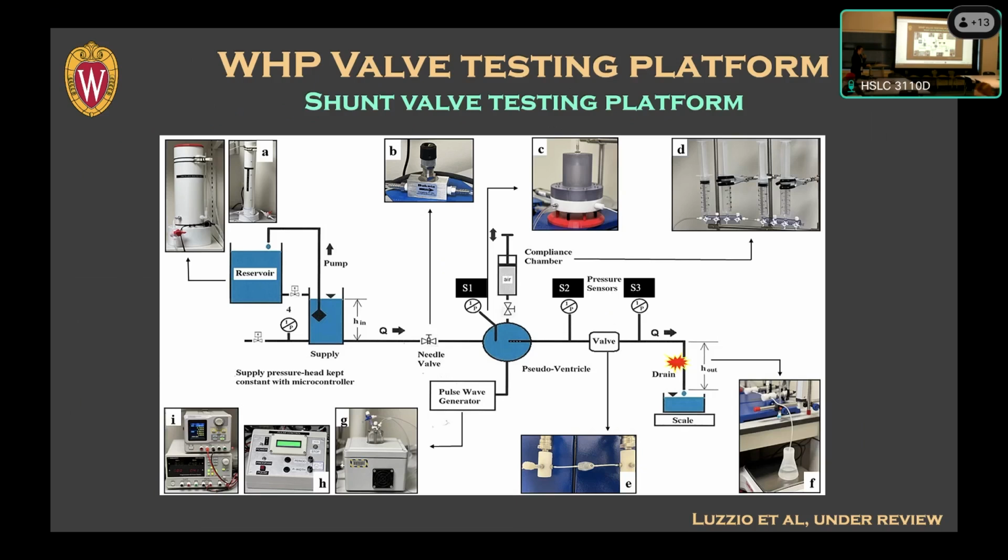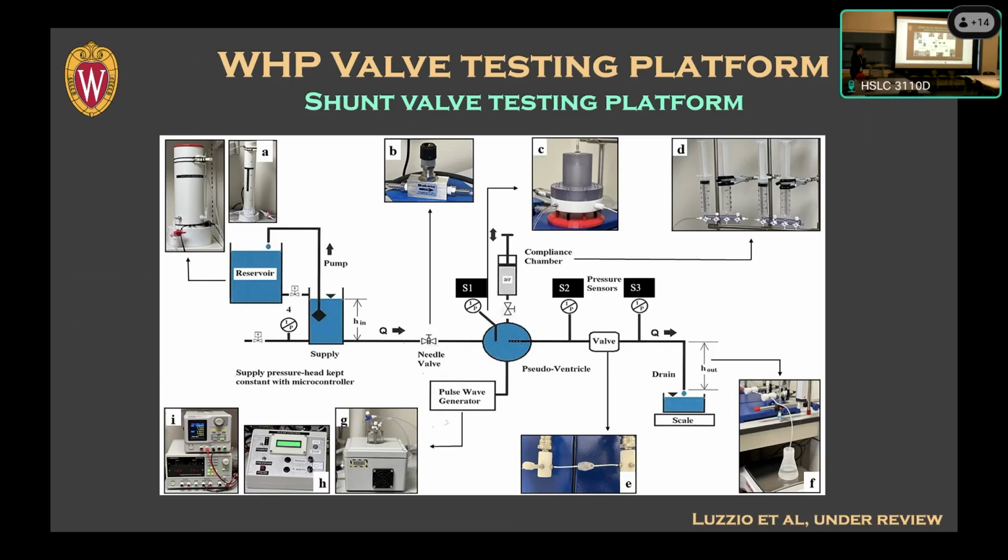This part here is the distal catheter, and this is what we use to simulate the vertical orientation for gravity and the horizontal orientation. These are the compliance chambers that we use to simulate the different brain compliances that we're interested in. And here is the pulse pressure generator and controller that introduces different pulse waves into the pseudoventricle to simulate cardiac pulsations and other Valsalva maneuvers.